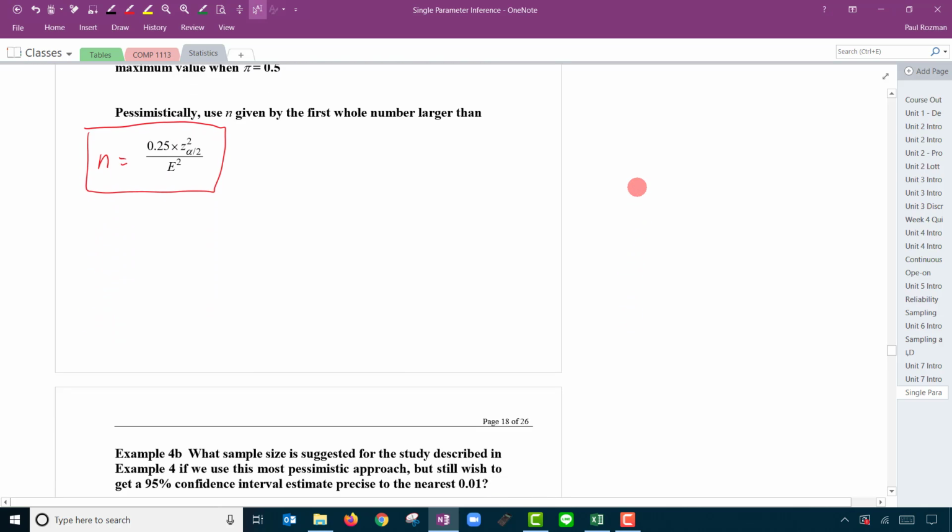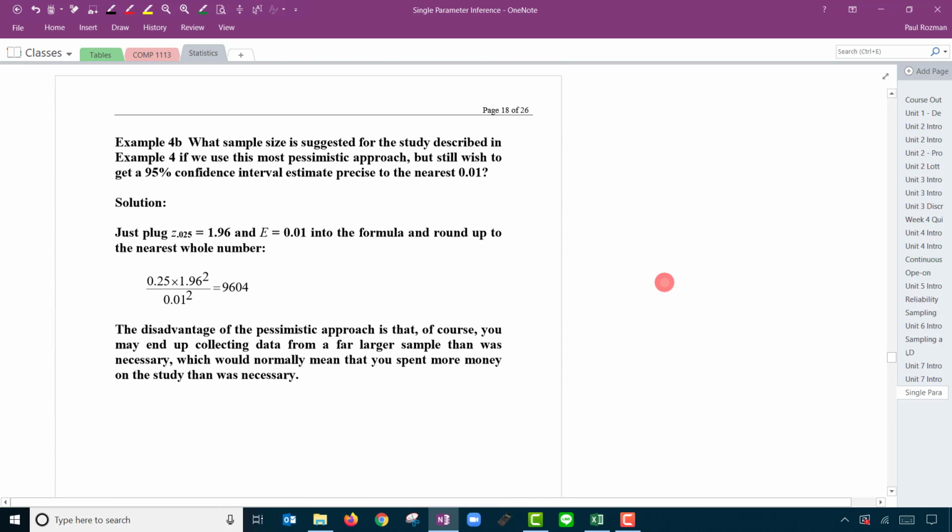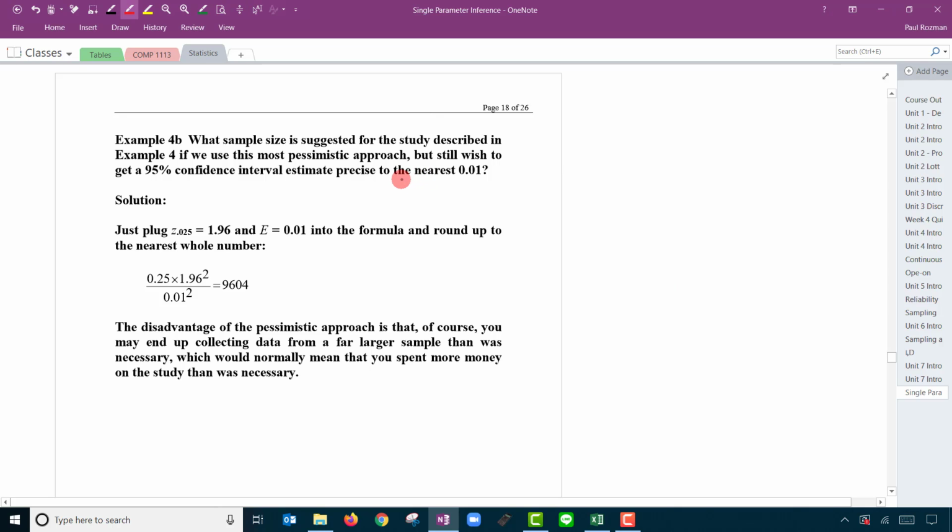Let's repeat our error example using that. Again, we wanted to do the same problem where we're doing 95% confidence, and we want to keep our error down to 1%. What sample size do we need in the pessimistic approach? Well, just plug in 1.96 into our formula, plug the error into the formula, and leave that 0.25. That's just a constant in the formula. We get 9,604.